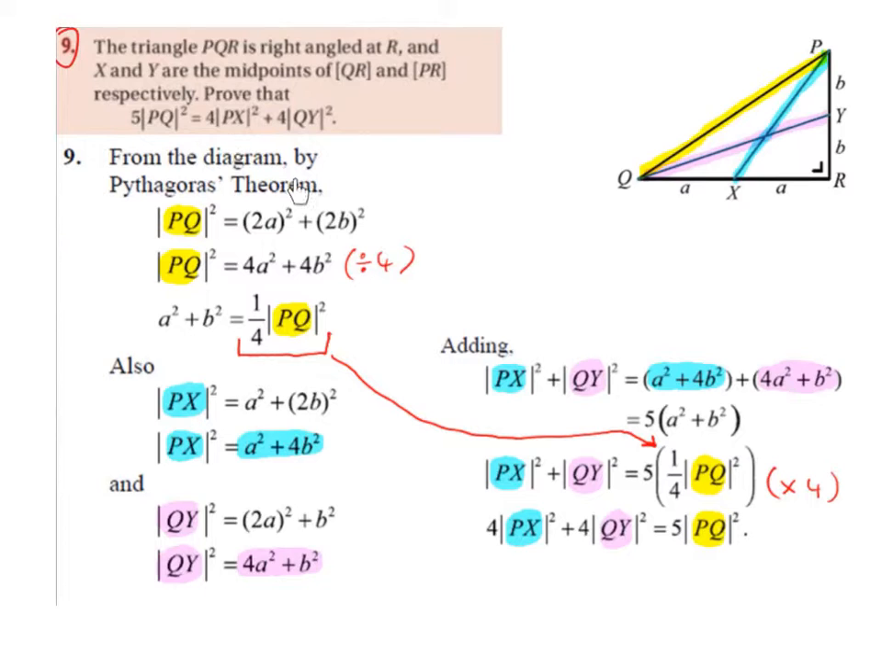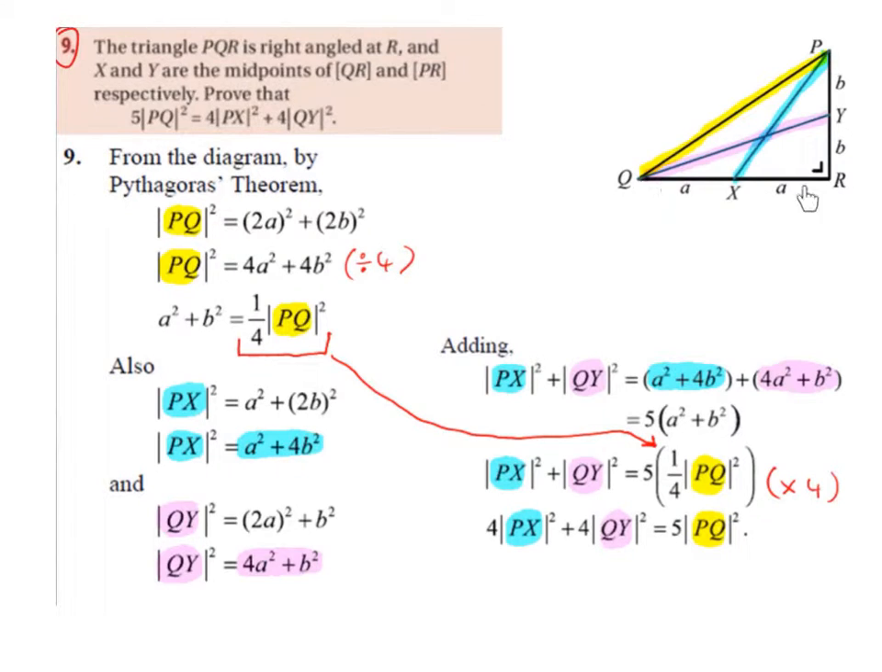So from the diagram by Pythagoras' theorem, we have PQ squared is equal to (2a) squared plus (2b) squared. We know that Pythagoras' theorem states that c squared is equal to a squared plus b squared, where c is the hypotenuse. So PQ is the hypotenuse. So c squared is equal to a plus a, which is 2a squared, plus b plus b, which is 2b squared. C squared is PQ, so we have PQ squared.